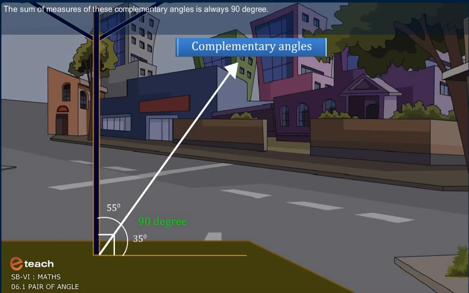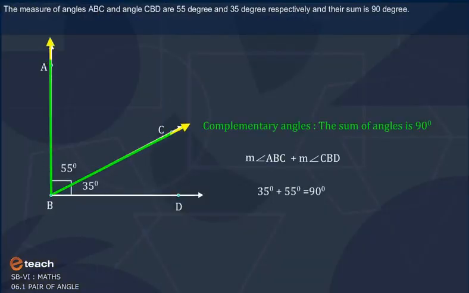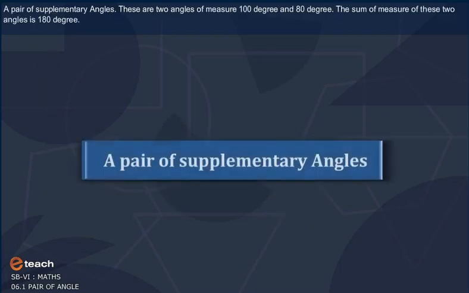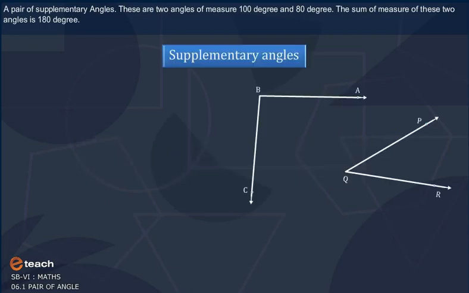The sum of the measures of these complementary angles is always 90 degrees. When the sum of the measures of two angles is 90 degrees, the angles are called complementary angles. The measures of angle ABC and angle CBD are 55 degrees and 35 degrees respectively, and their sum is 90 degrees.